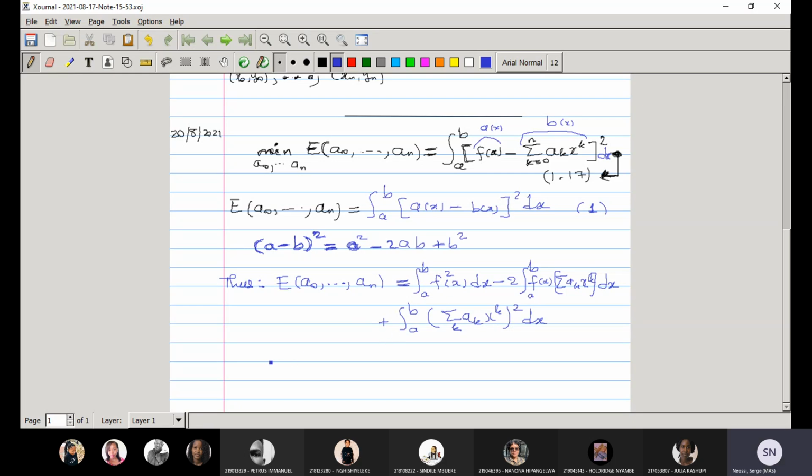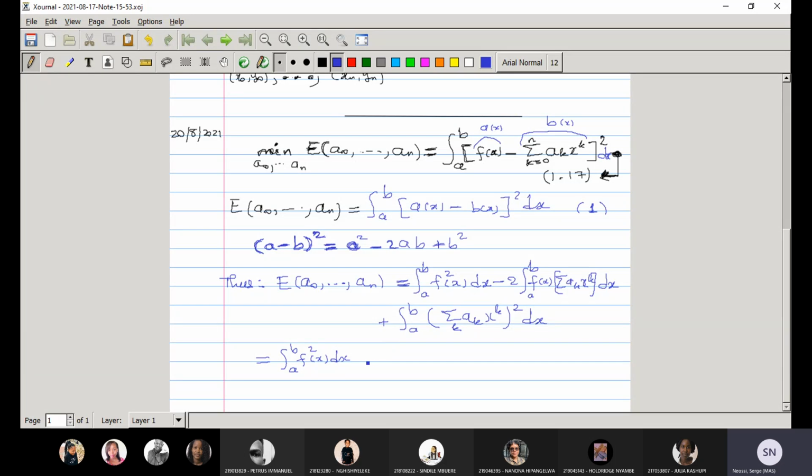Okay, so I can write this is equal to the integral from a to b of f of x squared dx. Now you see that this doesn't depend on the a's, on this coefficient, because remember, we will differentiate with respect to the a's. So if I differentiate this with respect to a, this is 0, because it doesn't depend on a.